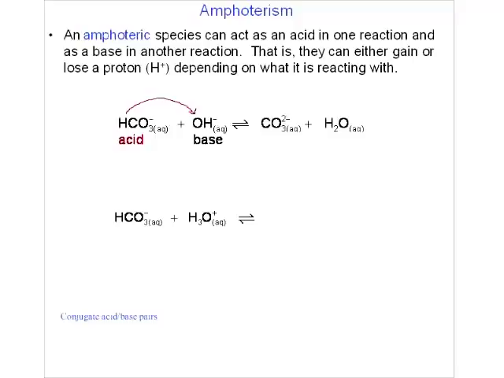What we're going to see on the other side is going to be some CO3 2 minus and H2O. Now, if I wanted to reverse this, well, the only one that can donate hydrogen is going to be the water, and again, I want to try and get HCO3 back.